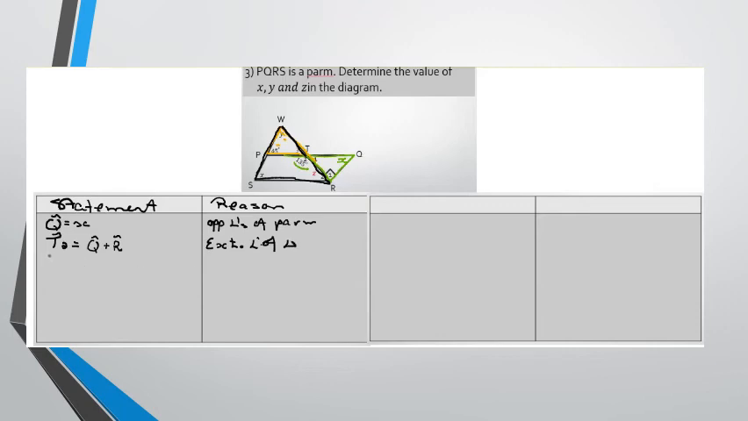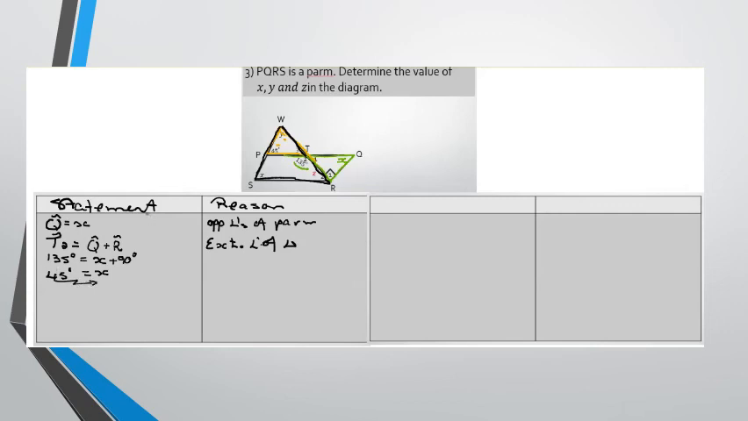T2 labeled to be 135 degrees equals Q, previously mentioned to be X, plus angle R, given to be 90 degrees. Minus 90 on the right, minus 90 on the left, or just take the 90 to the left. So we're going to have X. On the left, 135 minus 90 is going to leave me with a value of 45 degrees. And there I have determined my X value so far.